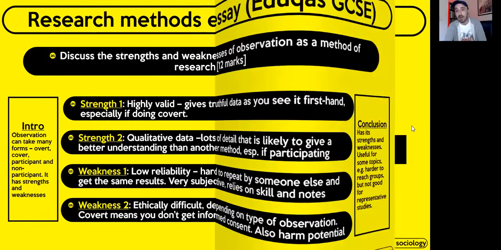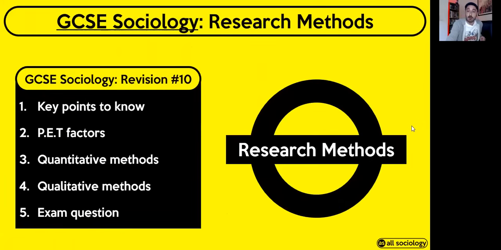Okay, so there we go. I've gone through a whole bunch of stuff with you today. Let's just recap what we've done. I went through 12 key terms that you should know. I went through some of the practical, ethical and theoretical factors that you should know when it comes to thinking about the strengths and weaknesses of different types of methods. And then I looked at the strengths and weaknesses of quant methods. So by that, what I looked at was questionnaires, structured interviews and official statistics, and then also the same thing with qualitative methods, but we looked there at unstructured interviews, participant observation and documents as well.